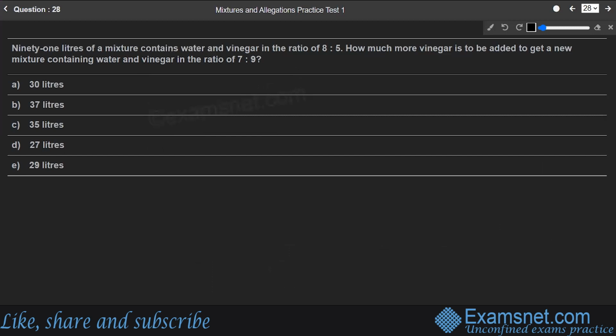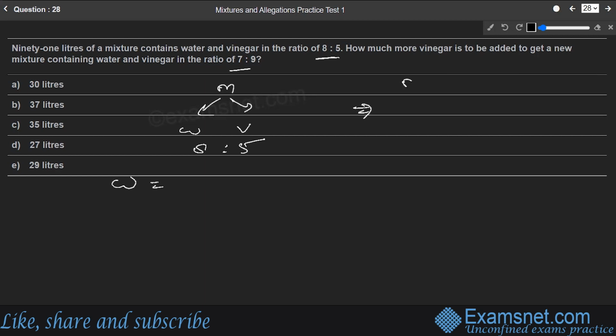Now, 91 liters of a mixture contains water and vinegar in the ratio 8 is to 5. How much more vinegar is to be added to get a new mixture containing water and vinegar as 7 is to 9? So let us do it simply. How much is the water content in the mixture? The ratio of water to vinegar is given as 8 is to 5, that is 8 parts water and 5 parts vinegar.